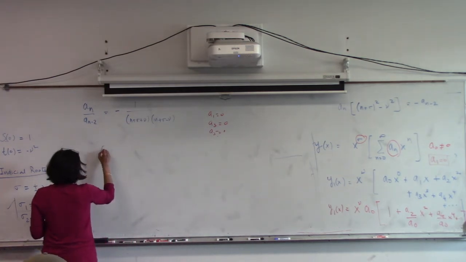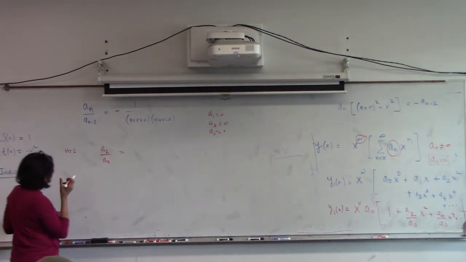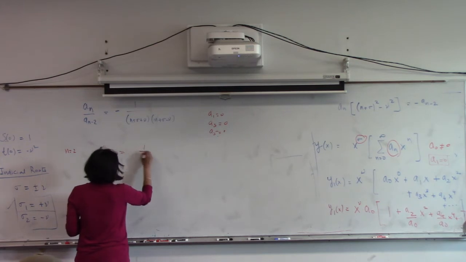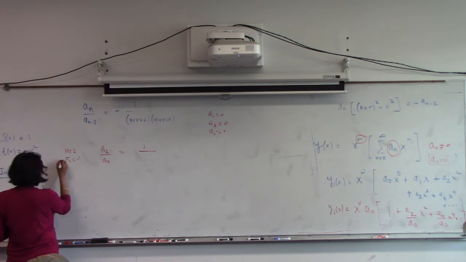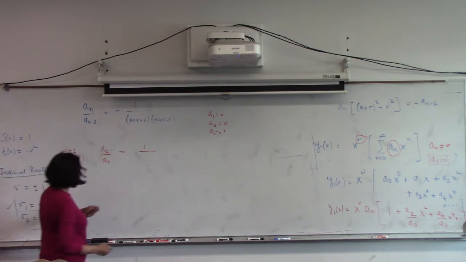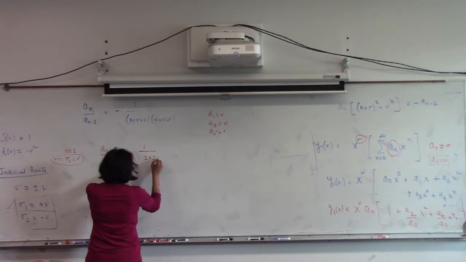All right, let's see. What is A2 over A0? I'm going to put n equal to 2. And I'm going to now start putting sigma 1 equal to mu. Sigma equal to sigma, the first root, right? We can now start substituting that. So it is n equal to 2, 2 plus 2 mu, right? Looks like that.